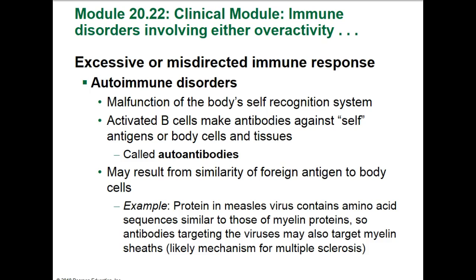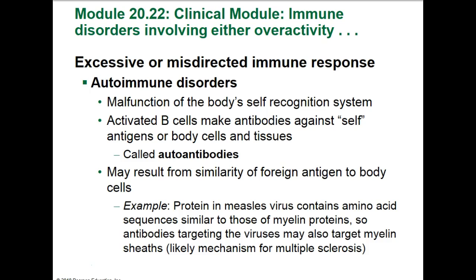Okay, there are some disorders related to immune responses. Autoimmune disorders, which means reacting to yourself. So, malfunction of your self-recognition system. Activated B cells can make antibodies against yourself or your tissues. These are called autoantibodies. It could result from similarities to foreign antigens.